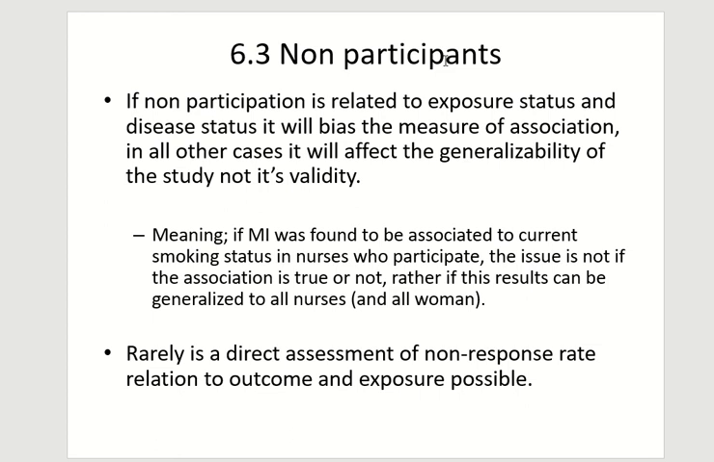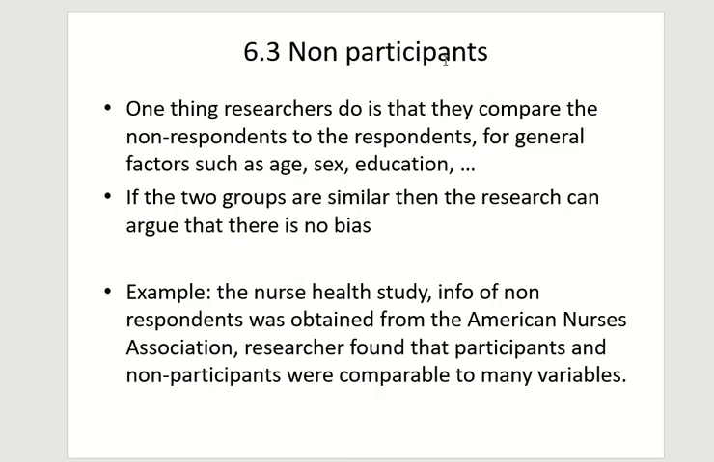So in my example, if MI was found to be associated with current smoking status in nurses who participate, the issue is not if the association is true or not, rather if the results can be generalized to all nurses. Rarely is there a direct assessment of non-response rate relation to outcome and exposure possible. So rarely can we actually look at whether it's related to both. One thing researchers do is compare the non-respondents to the respondents for general factors such as age, sex, education.